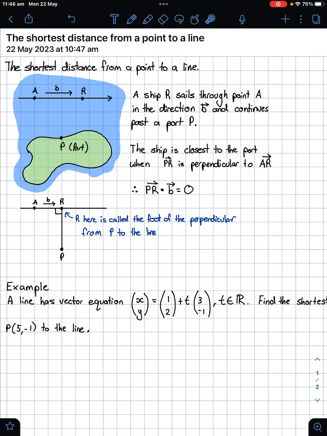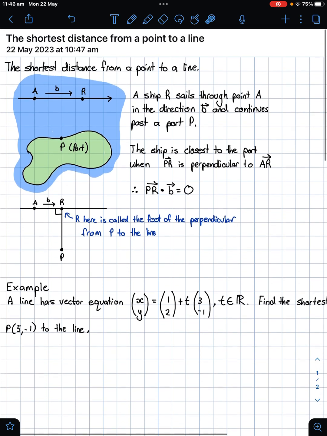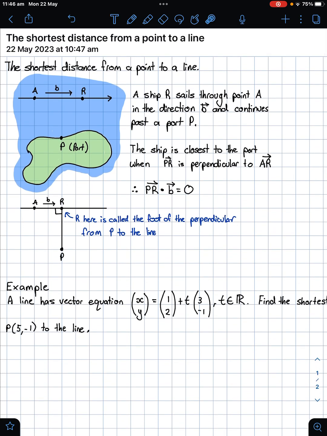So we're moving on to the shortest distance from a point to a line. The example that we have in the text talks about a ship. We've got this ship sailing out here in the ocean. A ship, which is point R, sails through point A in the direction B and continues past a port. So it's sailing here, goes through A, and it's going out this way.